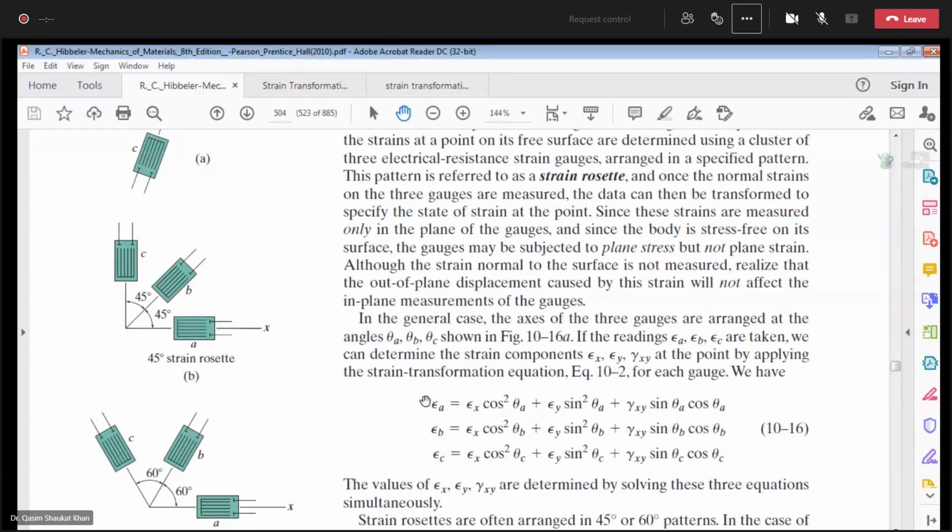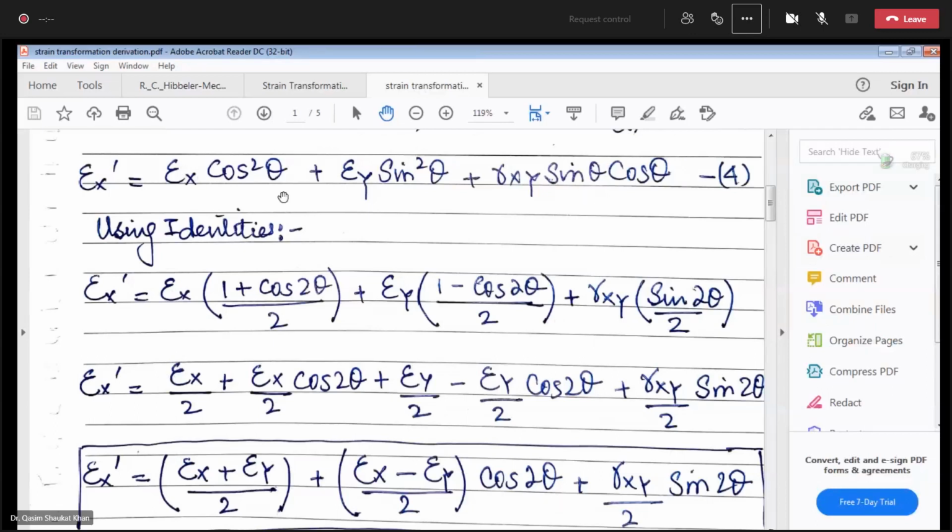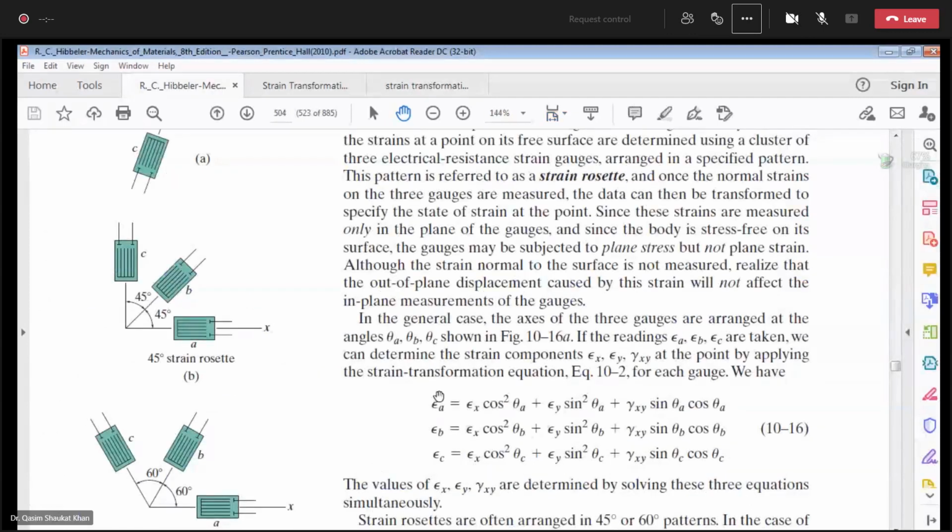So if it is asked how we derive the equation, or if there is a question to derive this equation, basically the derivation is up till here, before adding the identities in the equation. So this is the derivation for the strain rosette up till here. Not this step. Excluding this step, up till this point is the derivation of the strain rosette. Okay, so now you see this.